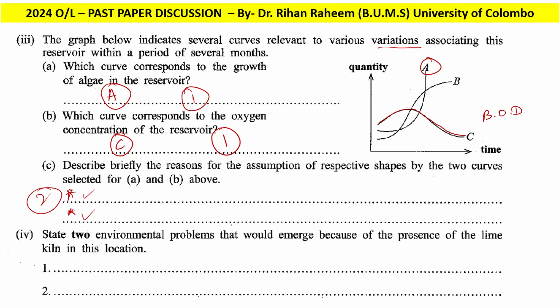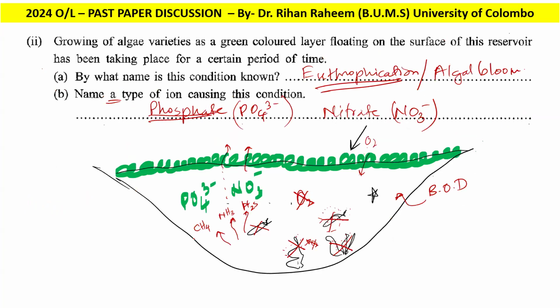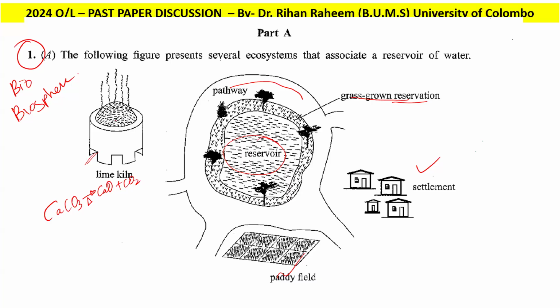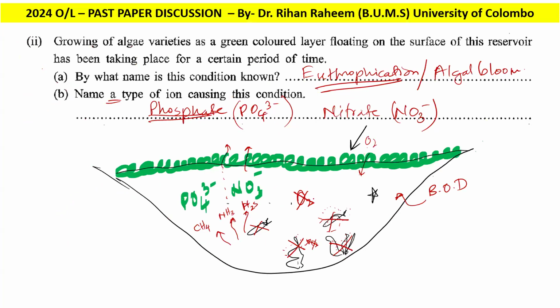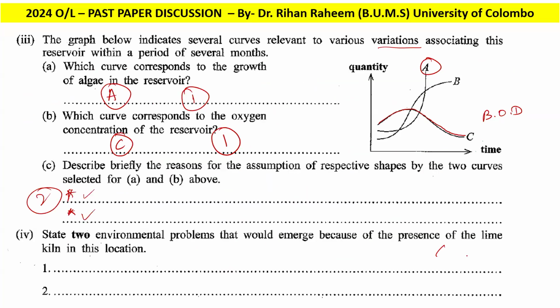Name 2 environmental problems that would emerge because of the presence of a lime kiln in this location. If you all know what a lime kiln is, you will be able to answer. Nathan, you can't? So, I told you, in the lime kiln, what happens? Calcium carbonate is heated in order to obtain calcium oxide. What is being released as waste? Carbon dioxide. Two environmental problems you can write: air pollution or global warming. Finally, air pollution causes global warming. No?